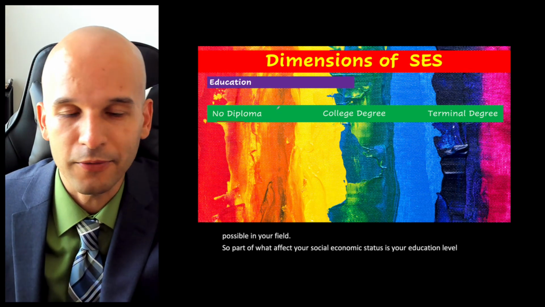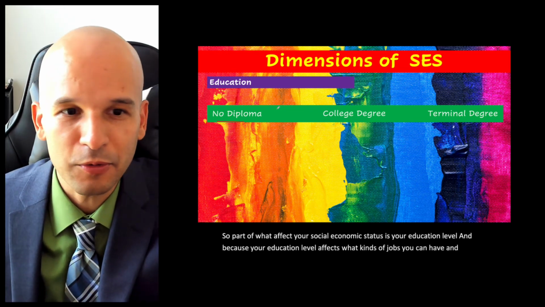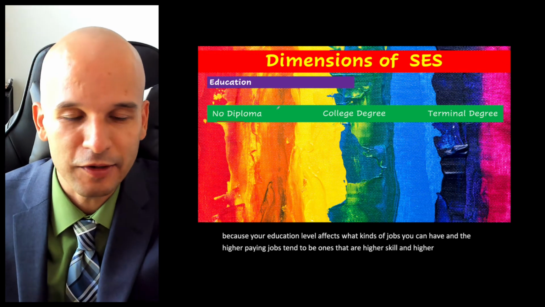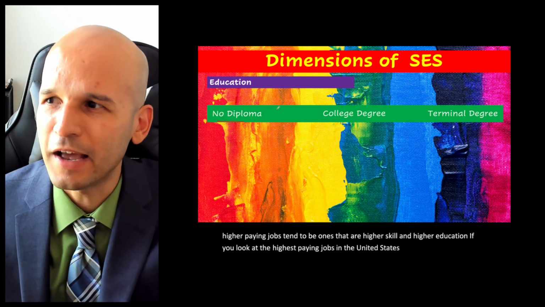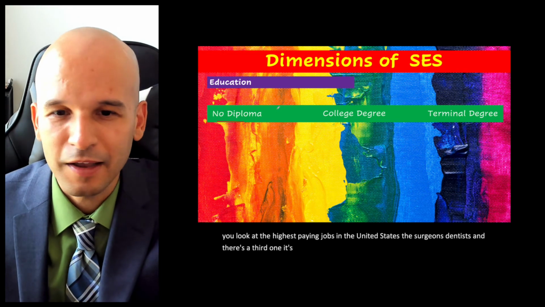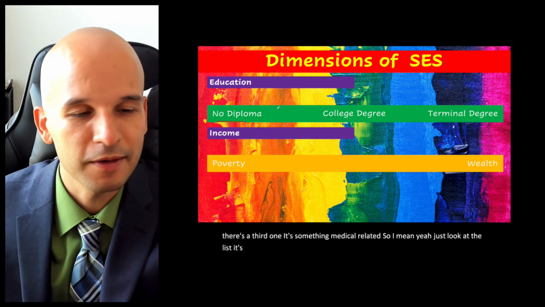And your education level affects what kinds of jobs you can have, and the higher paying jobs tend to be ones that are higher skill and higher education. If you look at the highest paying jobs in the United States, it's surgeons, dentists, and there's a third one. It's something medical related. So, just look at the list. It's mostly terminal degree oriented jobs.